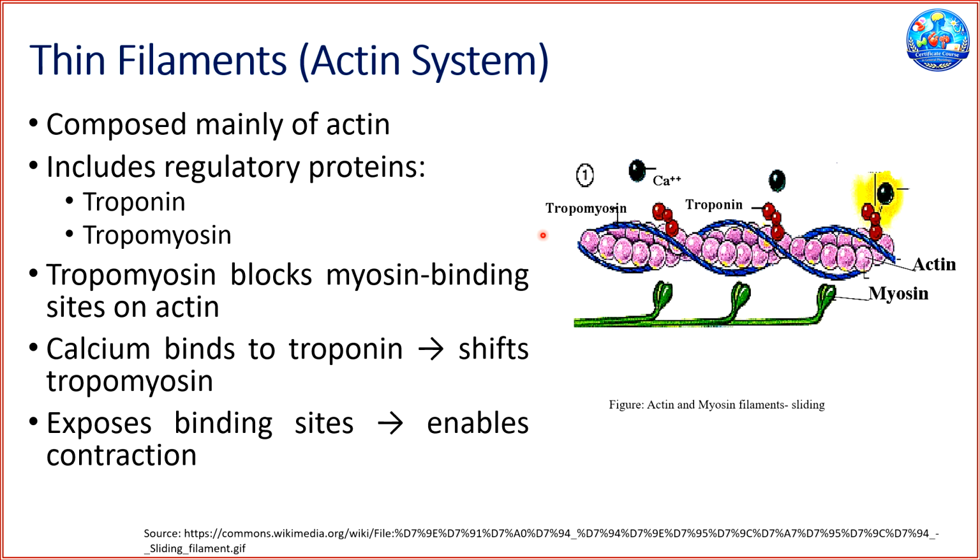The tropomyosin mainly blocks the myosin binding sites which are present on the actin, and once the calcium binds to the troponin, there is a shift in the tropomyosin, and this exposes the binding sites of the actin filaments, which can interact with the myosin and thereby enable contraction.